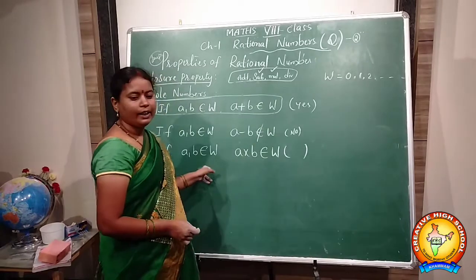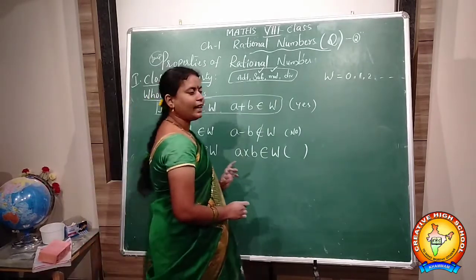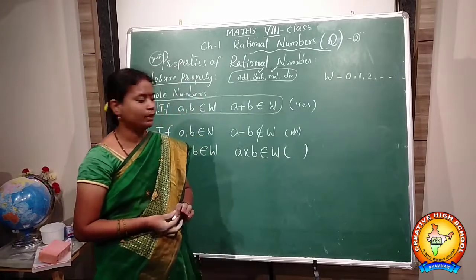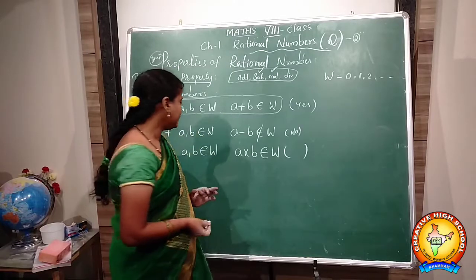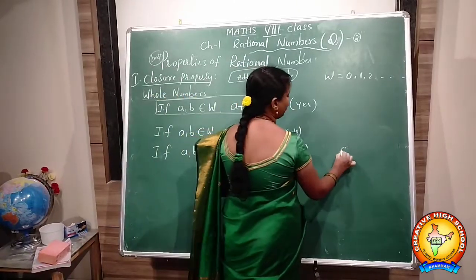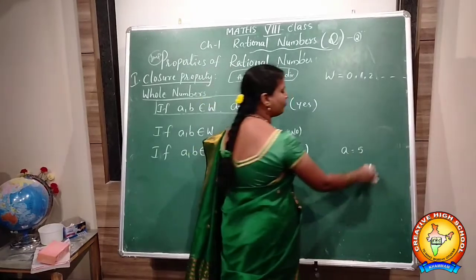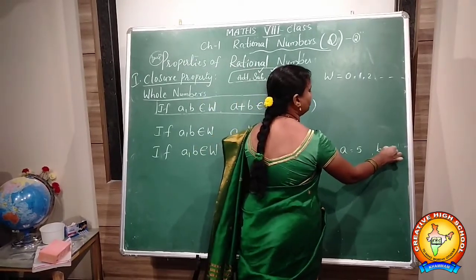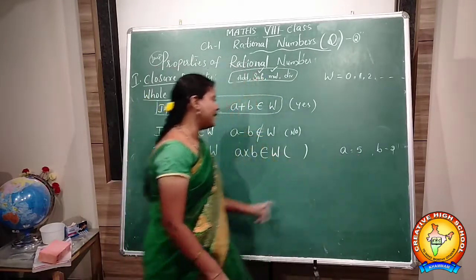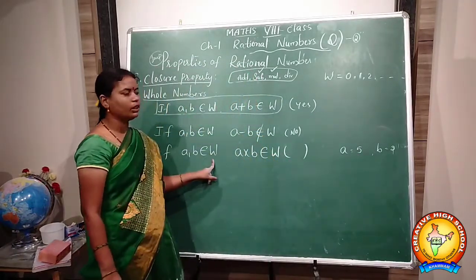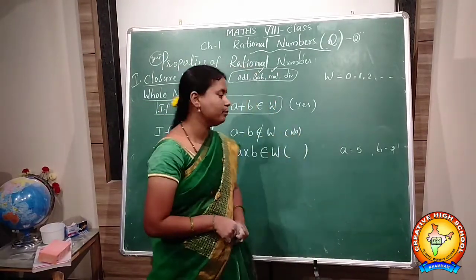See here, I am taking two numbers as examples. When A and B belong to whole numbers, A into B also belongs to whole numbers. Let us check now. In the place of A, I am taking 5, and in the place of B, I am taking 2. We can take any numbers as examples. Let us check: 5 and 2 belong to whole numbers. Yes, 5 and 2 belong to whole numbers.